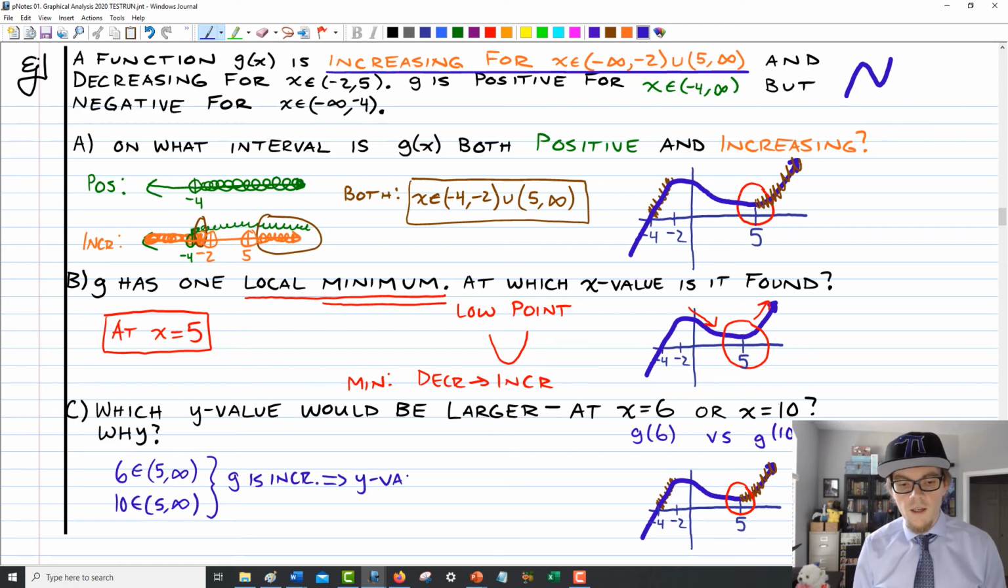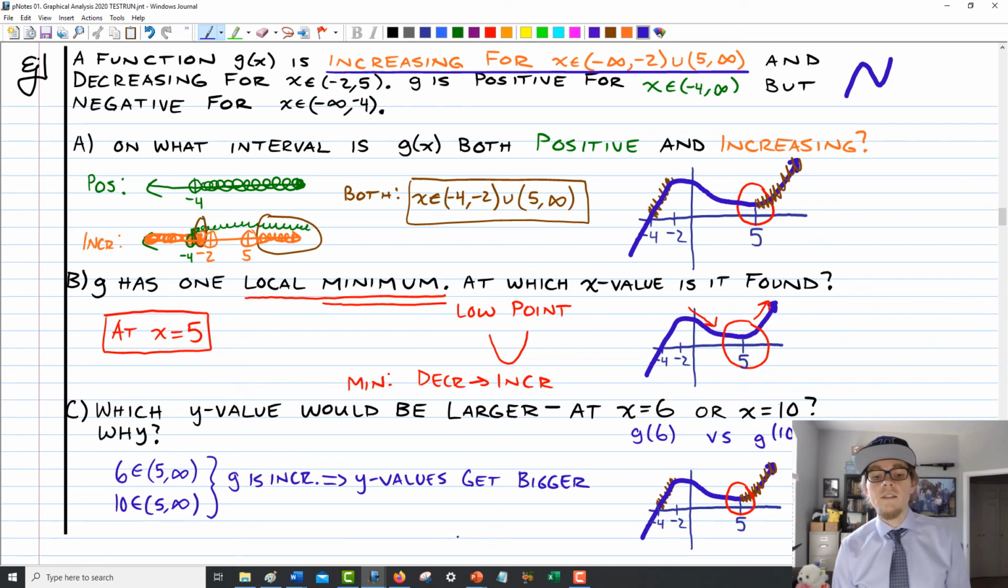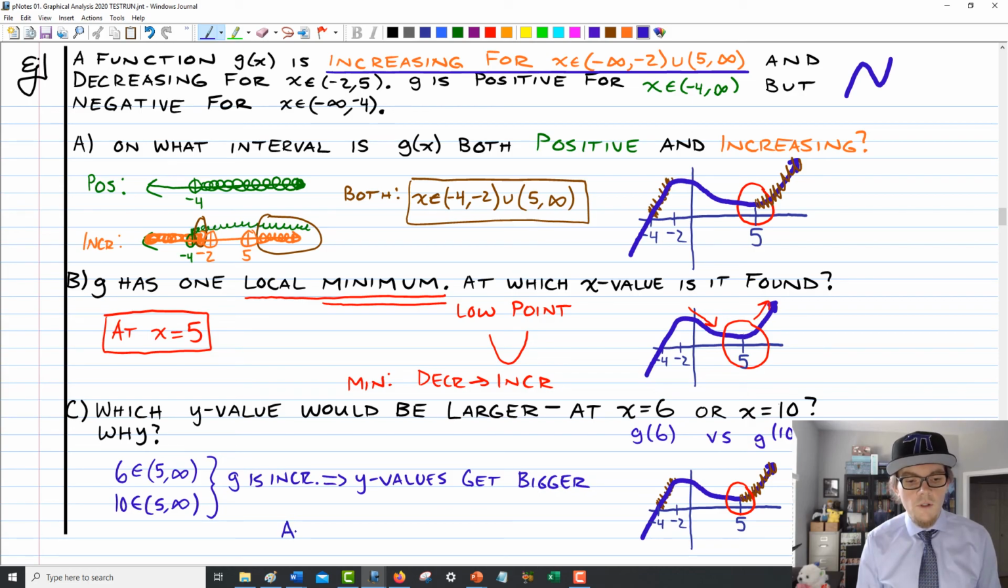I'll put that even right here. Y values, I was going to say embiggen, but I'm not sure that's actually a word. The y values get bigger. And the reason I bring that up is that it tells us all we need to know. If we want to know which one has the larger y value, it would be at the larger x value, because the x values are increasing. That's what increasing means. So in fact, we could therefore say at x equals 6.